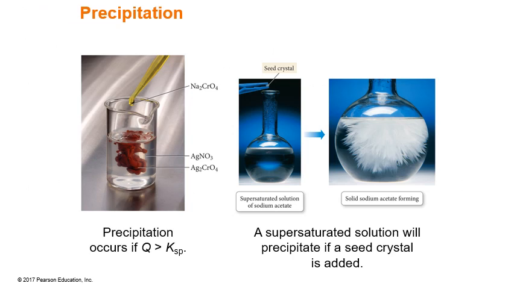So if our Q is larger than KSP, we get the solid to form in the solution. Here we have an example of silver chromate forming. If we have a supersaturated solution, we add just a tiny disturbance like a seed crystal, a place for the crystallization to start. All of that will crystallize very quickly. So sodium acetate is a good example that is relatively easy to form supersaturated solutions.